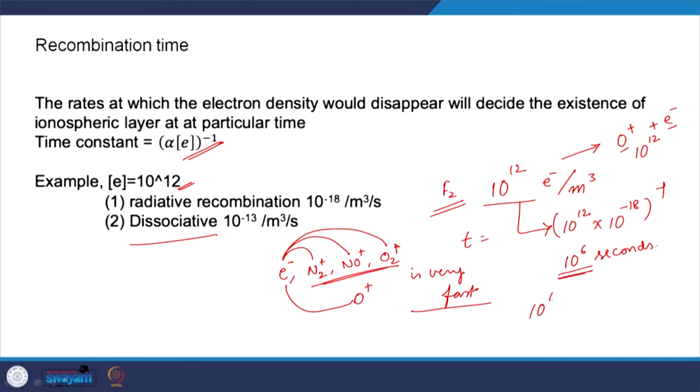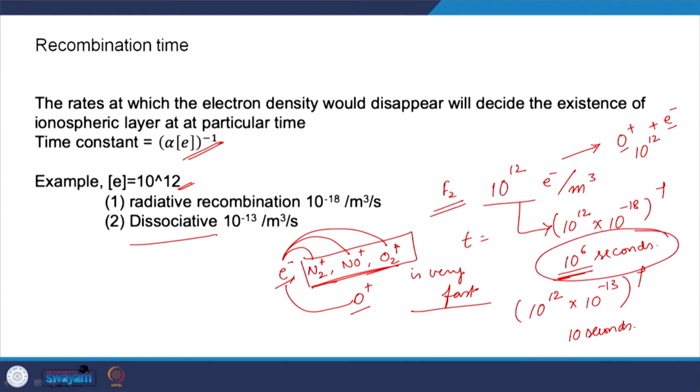If you put 10 to the power of 12 against 10 to the power of minus 13, raised to minus 1, this is just simply about 10 seconds. So this is very fast. If you hand over all the electrons to the molecules, the entire electron density will vanish within a matter of a few seconds. But if you don't have the availability of molecular ions, if you have only single atomic ions, then it is going to take forever. That time frame is beyond the scope of the night, so it will make sure enough electron density is available at any point in the night time.